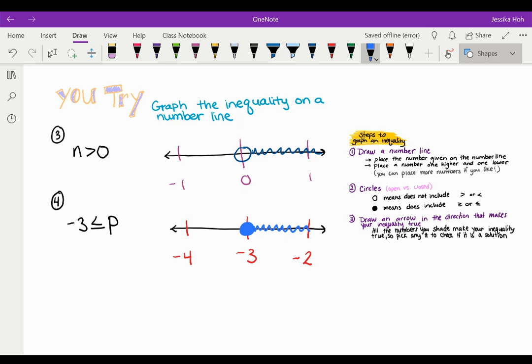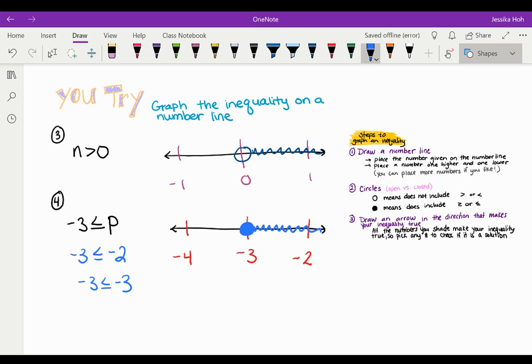I'm going to shade to the right. If I plug in -2, it would make my statement correct because -3 is less than or equal to -2. I can also plug in -3. Is -3 less than or equal to -3? Yes.